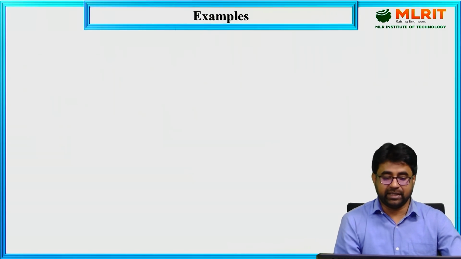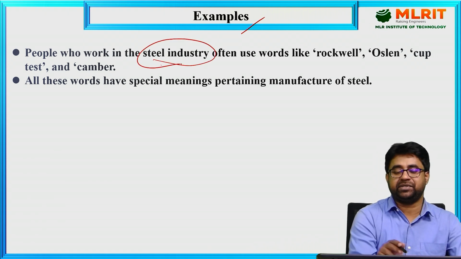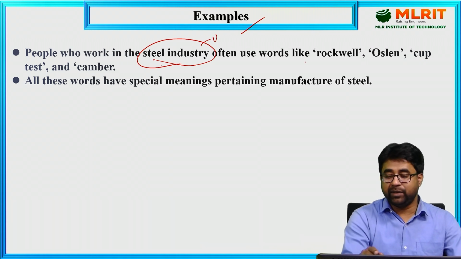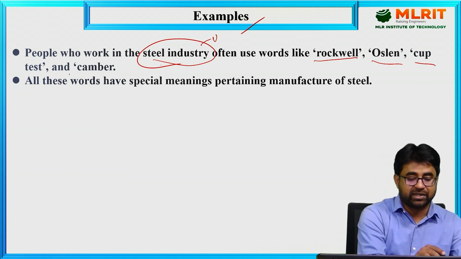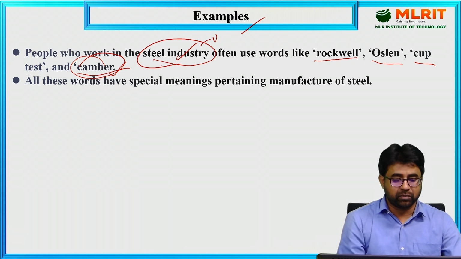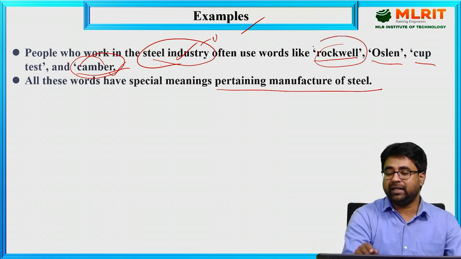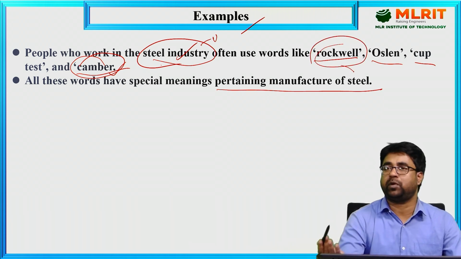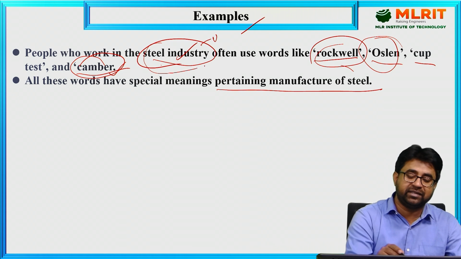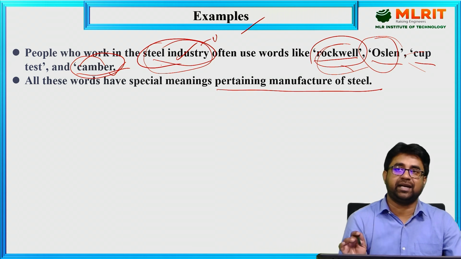Now let's see examples. People who work in the steel industry, please see the field, I'm talking about the steel industry, that is one area or field, often use words like Rockwell, Olsen cup test, and camber. These are all related to the steel industry. These words are used with special meaning pertaining to the manufacture of steel. They convey a particular message, and they describe a process maybe. They are only used in the steel industry, and people who work in it will easily understand the meaning of all these things. So this is called technical vocabulary.